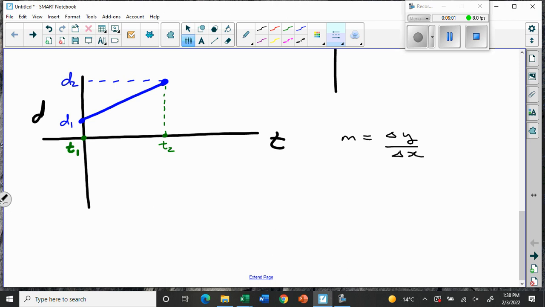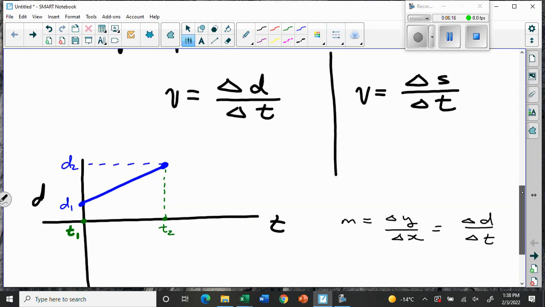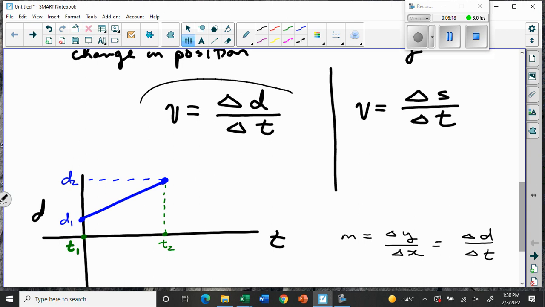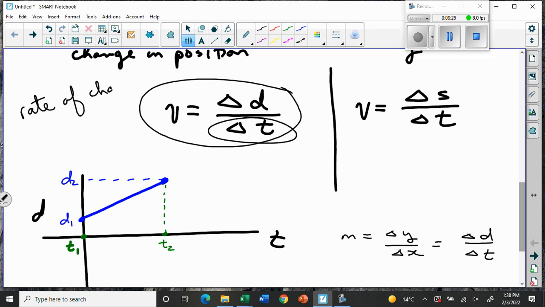Well, that's when you're using x and y as your axes with no context. We have context. Our y is a d, and our x is a t. So our slope is equal to delta d over delta t. Well, that is exactly a comparison of the change in position compared to the change in time. We call this the rate of change. That's an important word. Whenever you compare something to time, this is the rate of change in position.